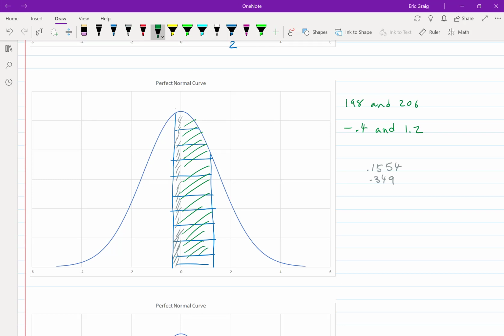So this total area, if I sum up the green area and the gray area, I'm going to get 0.50. About 50% of the students scored within that band of scores. Okay, let's make things a little bit more complicated still.